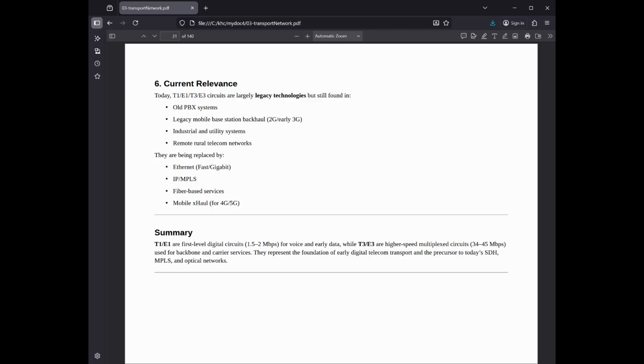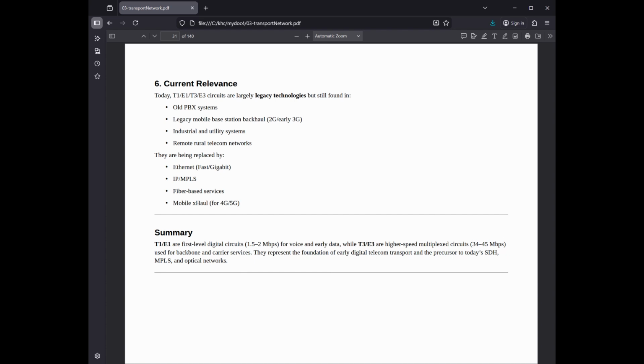Comparison of the two hierarchies. Feature: PDH (T1/E1, T3/E3) versus SDH/SONET (STM-N/OC-N). Synchronization: independent clocks, plesiochronous, versus a single master clock, synchronous. Extraction: must demultiplex the entire stack at drop, versus a single signal easily. Scalability: hard to go above 140 Mbps, versus scales to 400 Gbps and beyond. Standards: regional, US versus Europe versus Japan, versus a global standard.